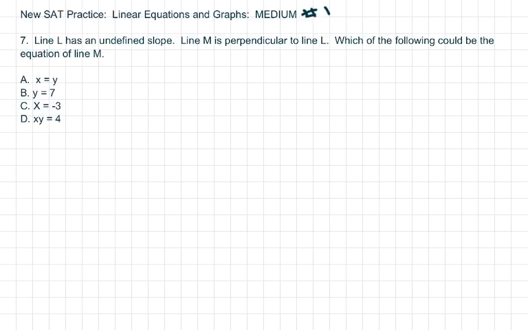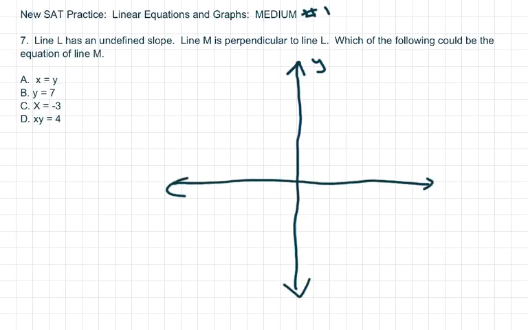So we have a line L that has an undefined slope. What does undefined slope mean? Undefined slope means that it is a vertical line. So let's just make a graph. This is Y, and let's make this X. So undefined slope is a vertical line, so it would be something like this. We could say this is x equals some number. We can call it b.